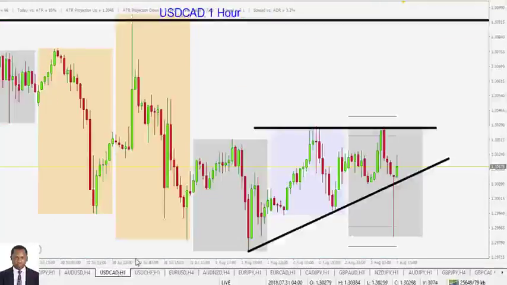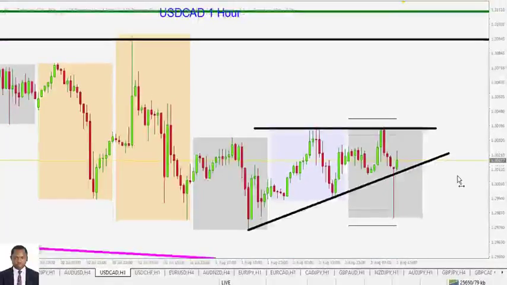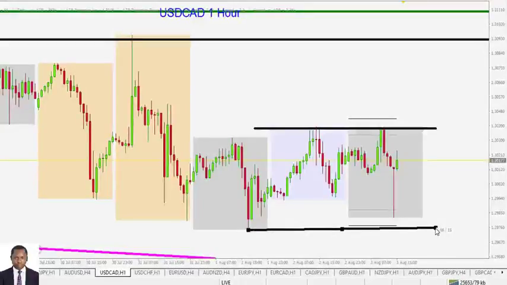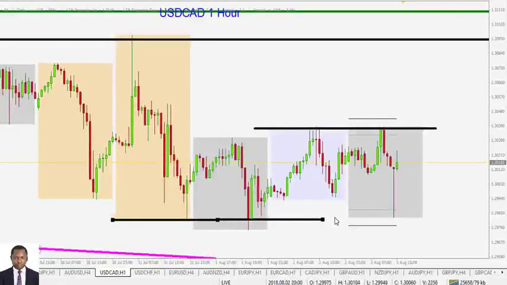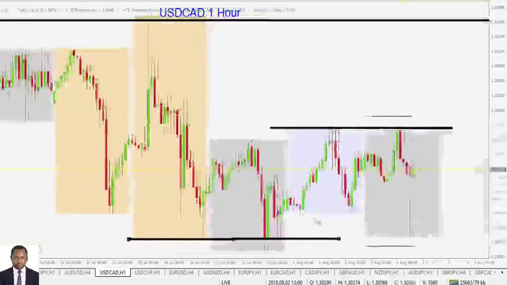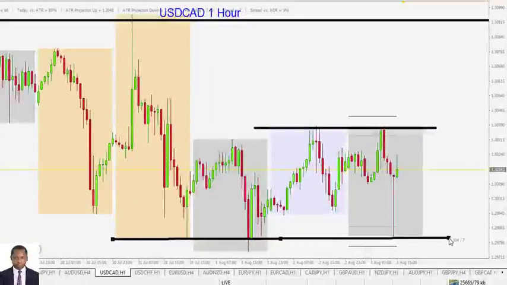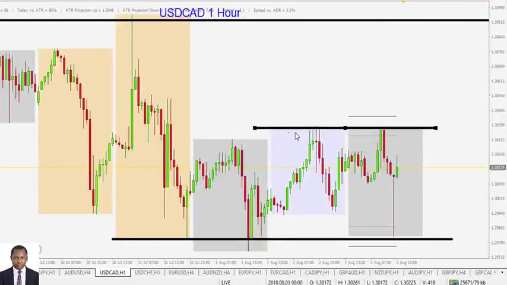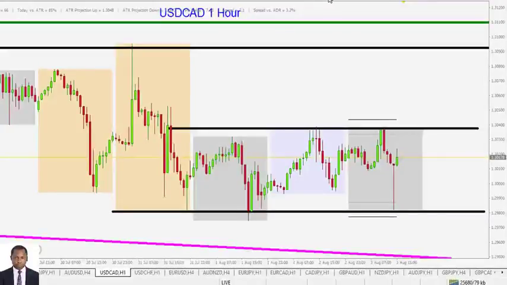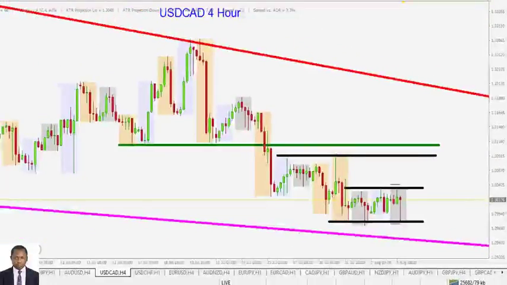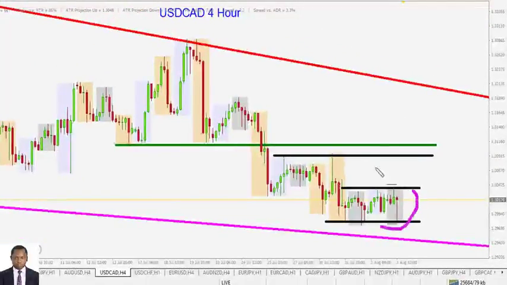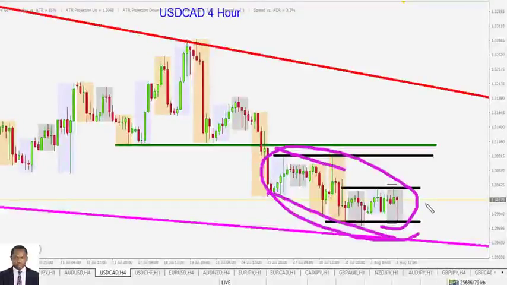All right, the next one is the American dollar against the Canadian dollar, where there is lots of confusion going on with this pair. Let's just keep this area as support, and this one here as resistance. It's been really ugly price behavior for this pair for some days.